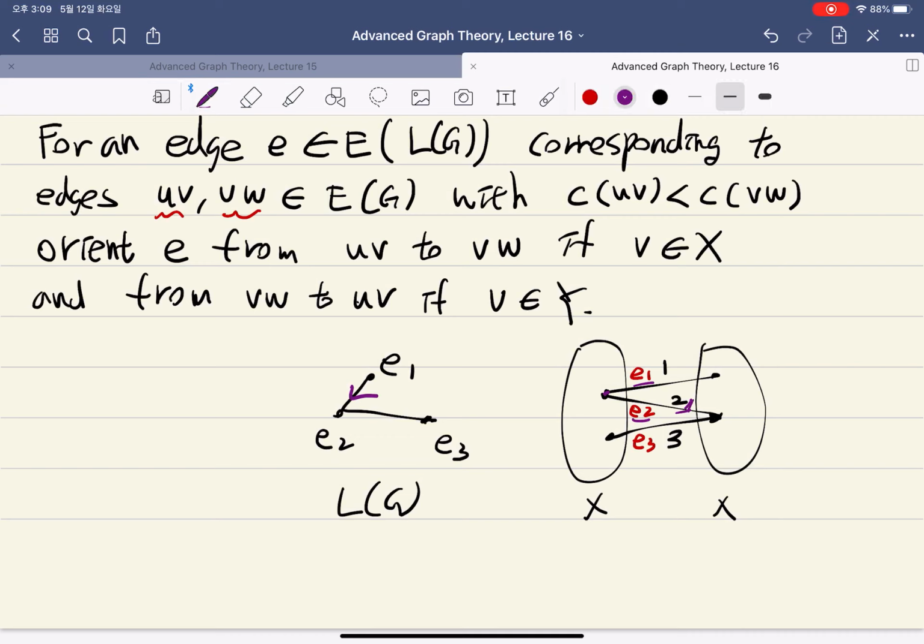So now we see the other two, E2 and E3. So this is E2, this is E3 because 3 is bigger than 2. But the vertex they share, so sorry, this is Y. The vertex they share is in Y. So in this situation, we want to orient from bigger to smaller. So we give this orientation.